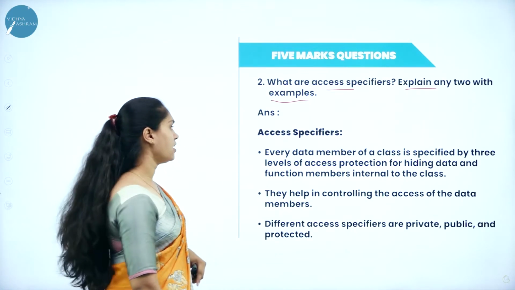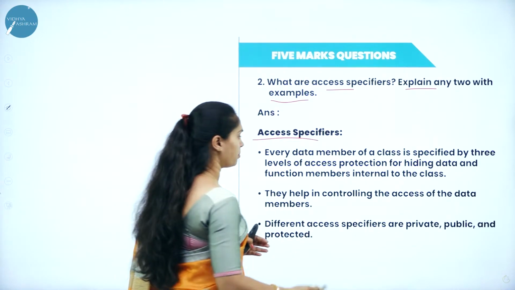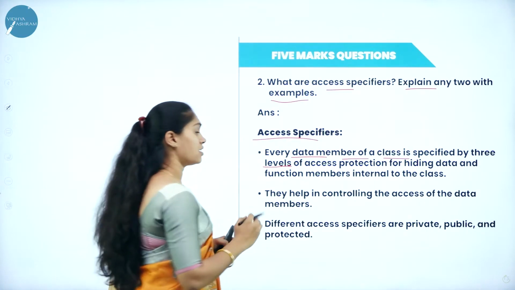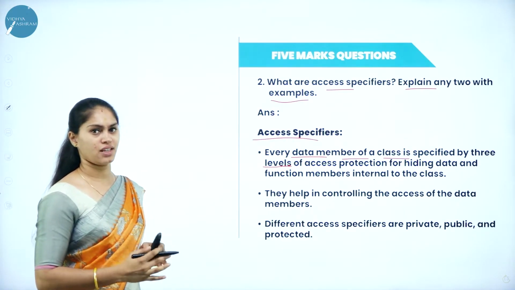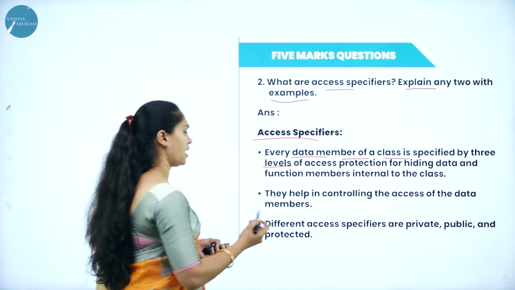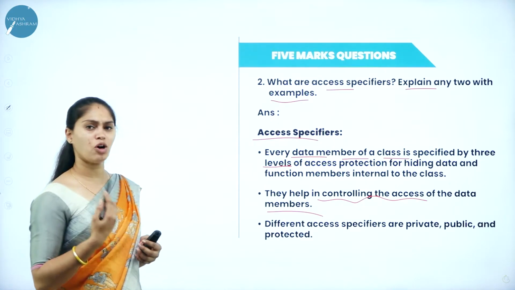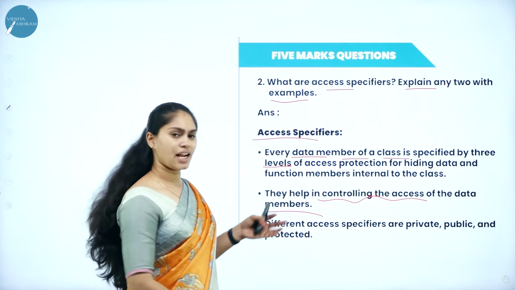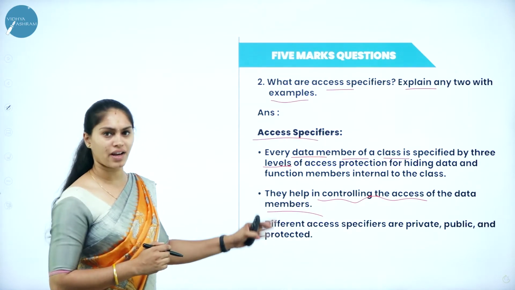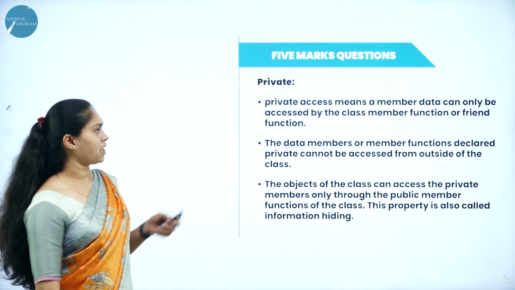In the same way, in a class we have data members and member functions. All of these need to be specified under certain levels of access specifier, whether it is public, private or protected, so that they help in controlling the access of the data members. Mainly it provides security for the data members and member functions of a class. So we have three kinds of access specifier: public, private as well as protected. So I am taking private.